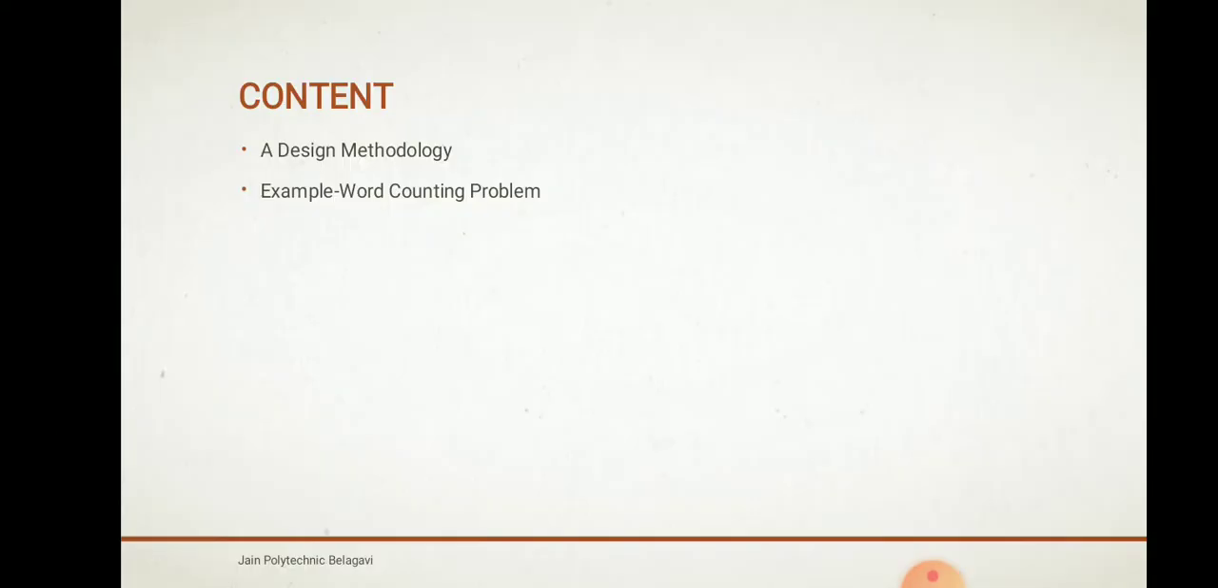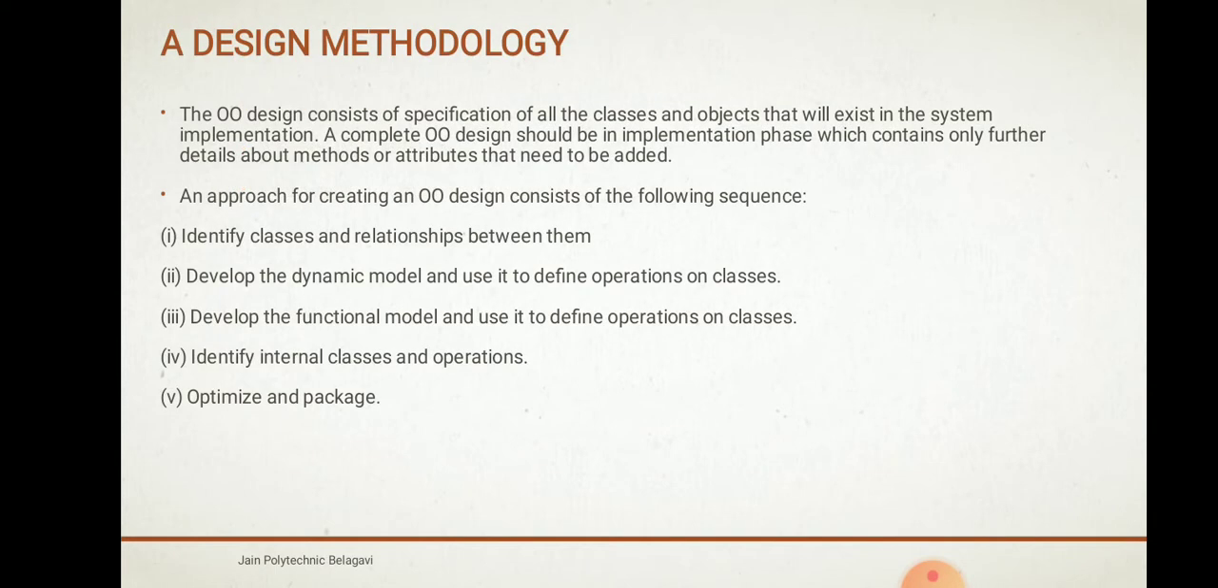So the content that we are going to discuss in this video is the design methodology, an example of word counting problem. Now let us go through what is a design methodology. Object-oriented design consists of specification of all the classes and objects that will exist in a system implementation. Now a complete object-oriented design should be implemented in an implementation phase, so it should contain only further details about methods and attributes that need to be added.